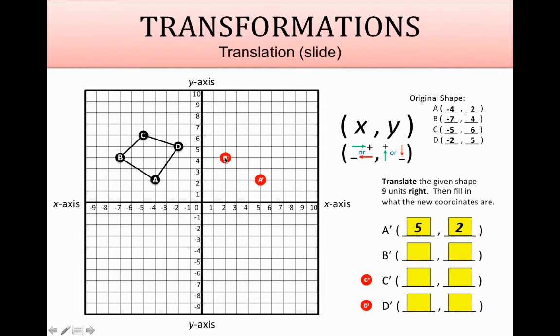Okay, now that B prime is where it's supposed to be, you've got to get the coordinates for it. So that'd be over 2, positive 2, and then up 4, right there.